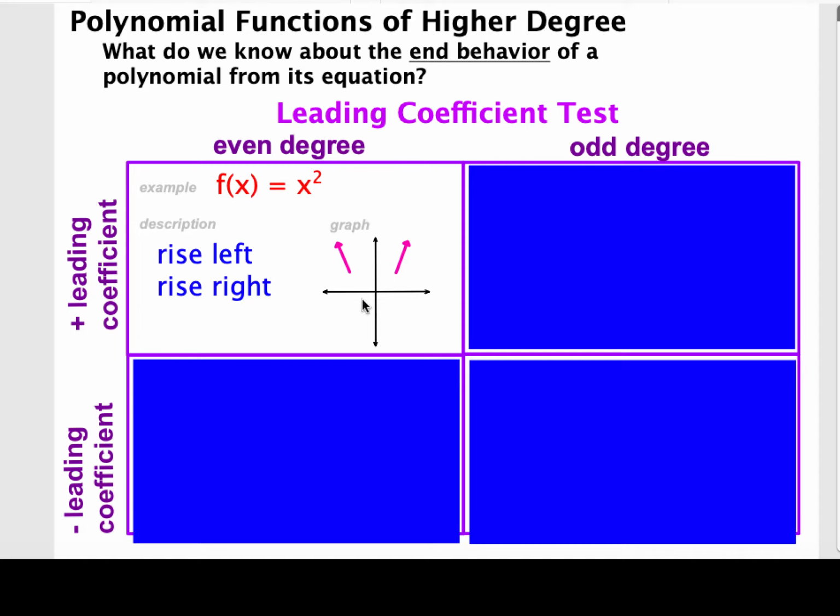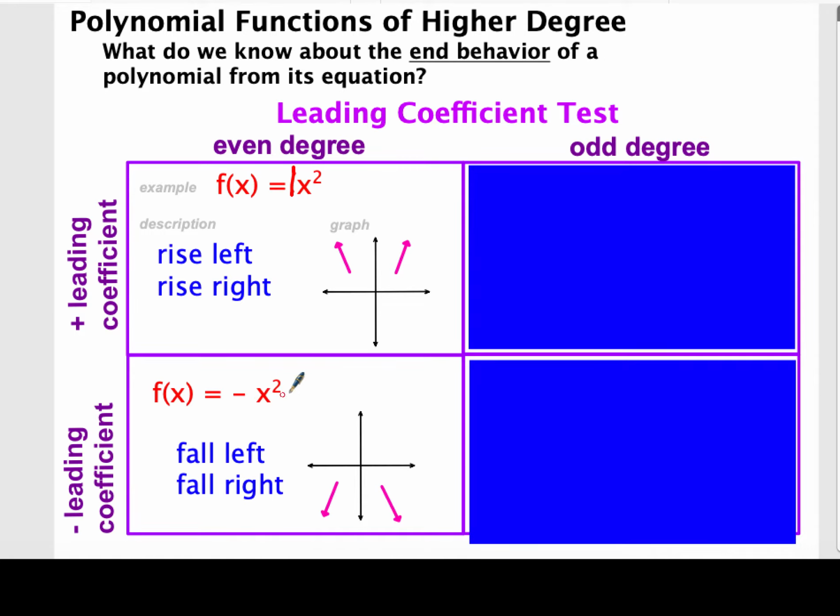Again, in the middle, it could be swooping all over the place. We could be doing just about anything. But we know the ends of my graph are going to go up both ways. Now, what if that even degree polynomial had a negative leading coefficient? So notice up here for x squared, technically, our leading coefficient was a positive 1. Well, what if it's a negative number, such as negative x squared? Well, remember, that's just a vertical reflection. So our two ends going up are now going to be going down, very simply.